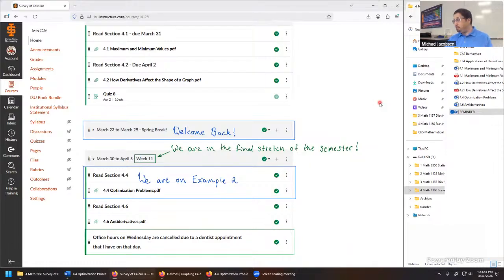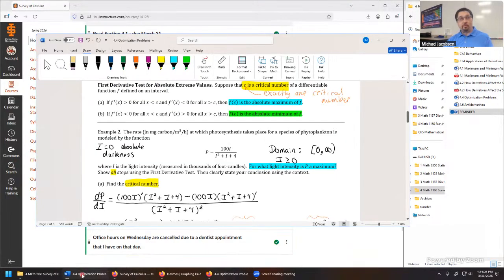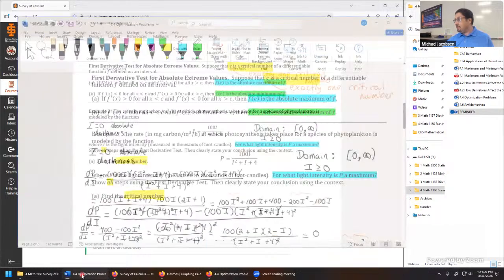Okay, well, let's jump back in where we were. Section 4.4 on optimization. This is, again, probably not the best section to have split across spring break, but that's just where the pacing of the course ended up for us this semester. So let's refresh on what we were doing in this section.